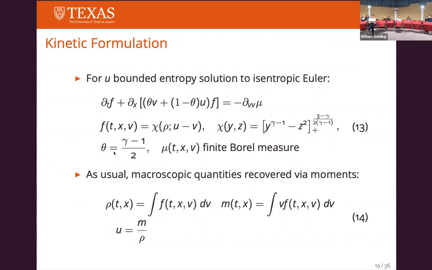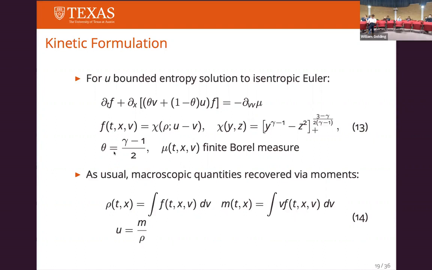And as normal, you can recover the physical quantities via moments of the kinetic function. So rho is mass, which is recovered just by integrating, and momentum is recovered by the first moment. And this u, which appears here, which makes the equation really bad for gamma 3, is the momentum over this, the velocity, which is a non-local coefficient.